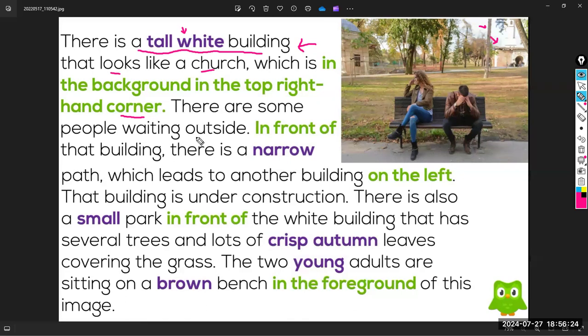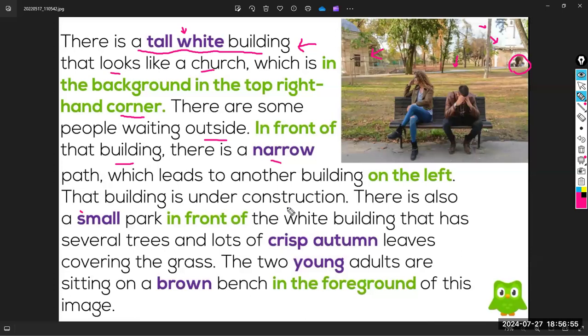There are some people waiting outside. If you notice, here we can see some people, and these people are waiting for someone or something. In front of that building, there is a narrow path. This path is really narrow. So notice till now I'm describing the location, the background. I didn't go into details yet, which leads to another building on the left.